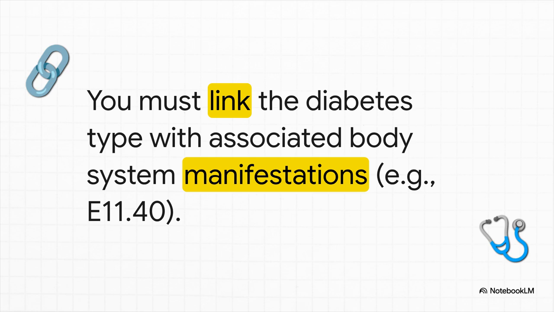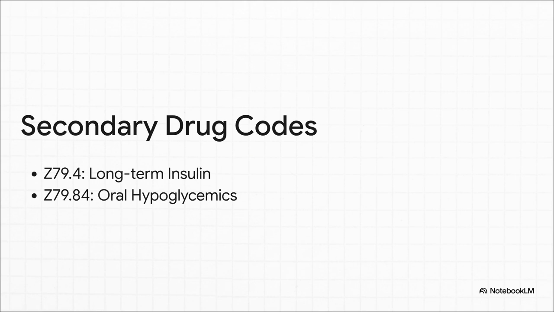Now, what's really fascinating here is the mandatory use of combination codes. The guidelines automatically assume a linked relationship with conditions like neuropathy or chronic kidney disease. So you cannot split codes when a single combination E code fully captures both the diabetes type and its associated manifestation. Furthermore, whenever it's applicable, you must append these specific secondary Z codes to indicate the long-term use of insulin or oral hypoglycemics. It proves exactly how the condition is being managed day to day.